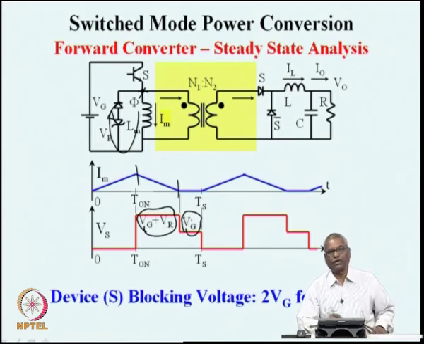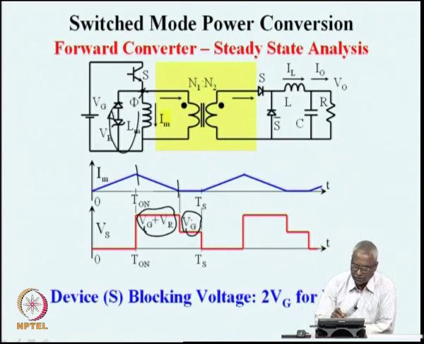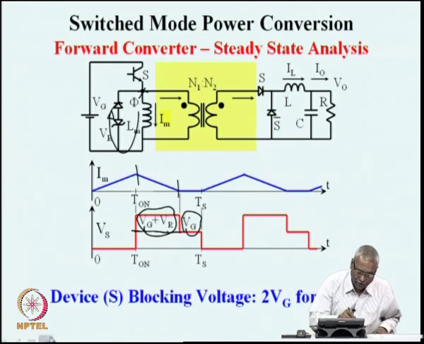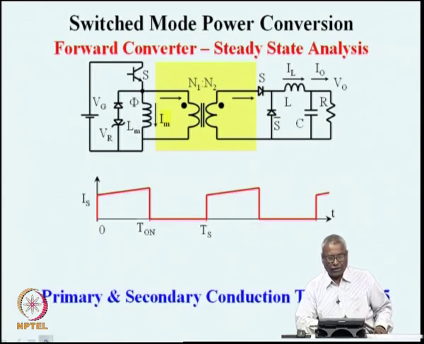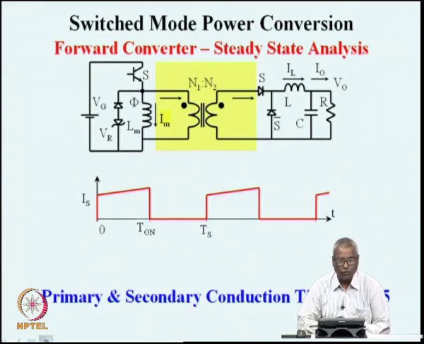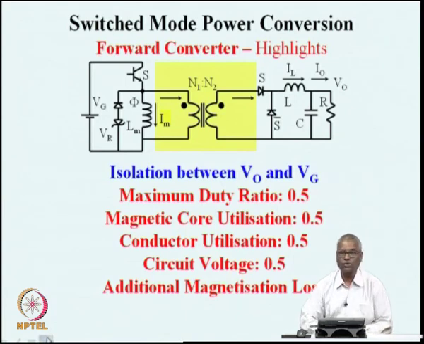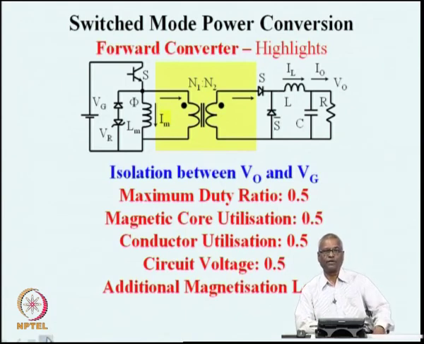So, you can see that one of the important considerations is that during the off time, the device is experiencing double the voltage. On account of this, the primary and secondary conduction times are forced to be equal. You cannot have a forward converter whose duty ratio is more than 0.5.